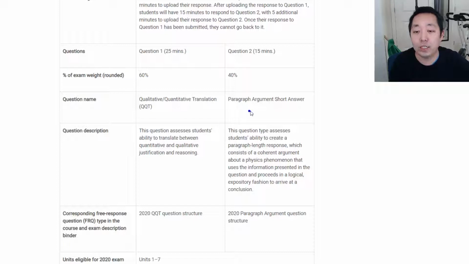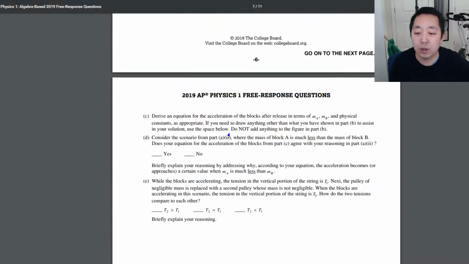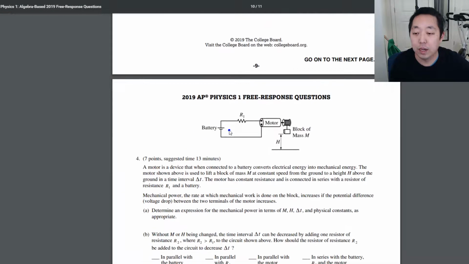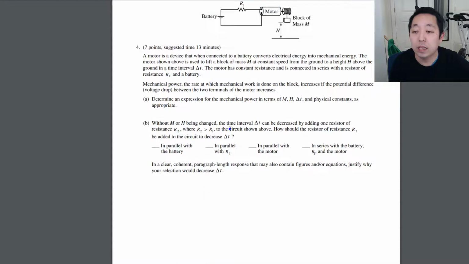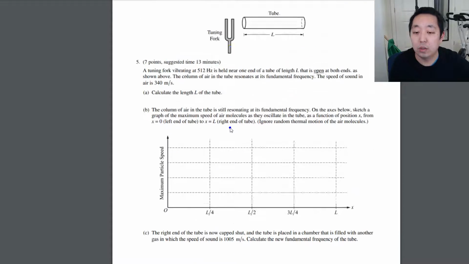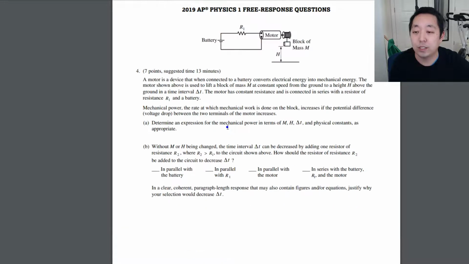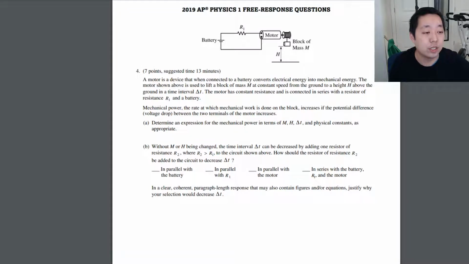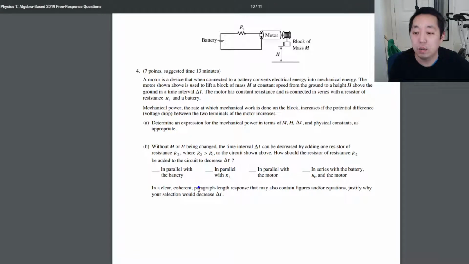The second question is a paragraph argument short answer. And this is like paragraph length responses. So there's sometimes a question like this here. It's usually one of the later questions. It's typically a 7-point question. So it wasn't question 5 last year. It would have been question 4 for the last year, the paragraph one.